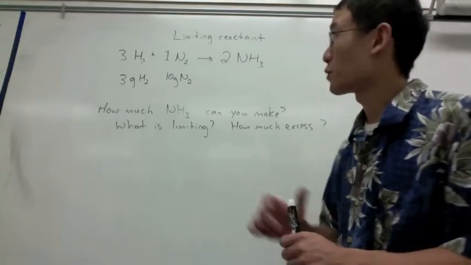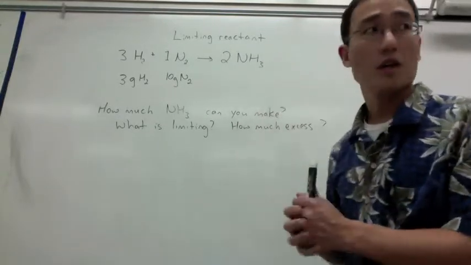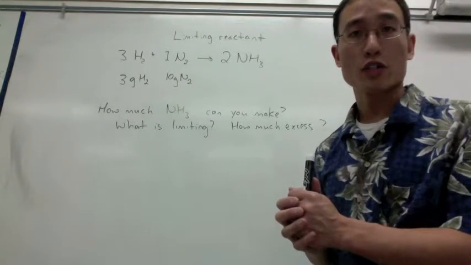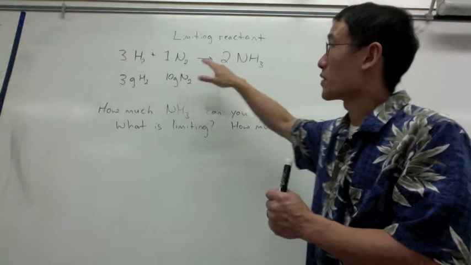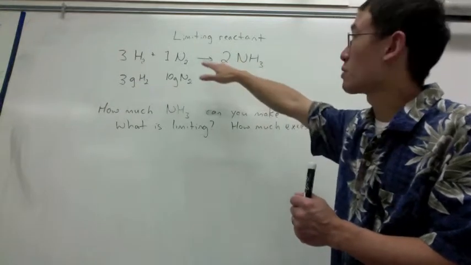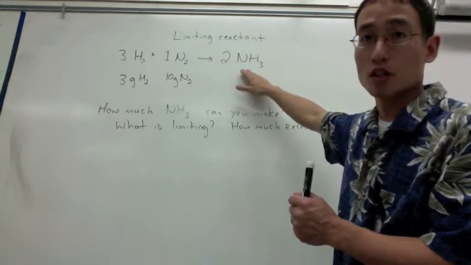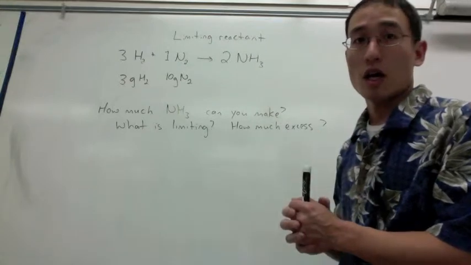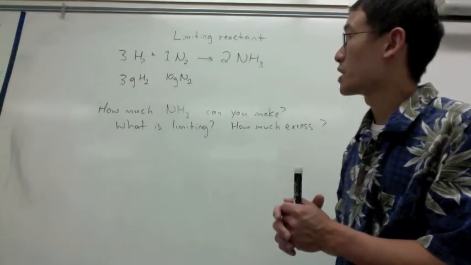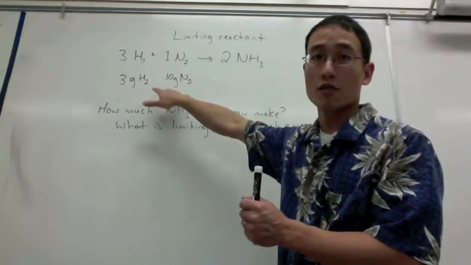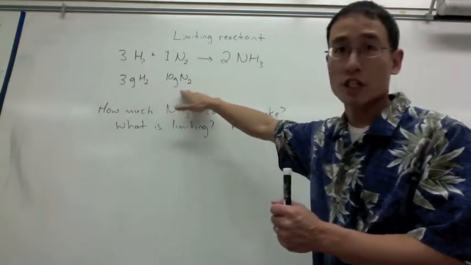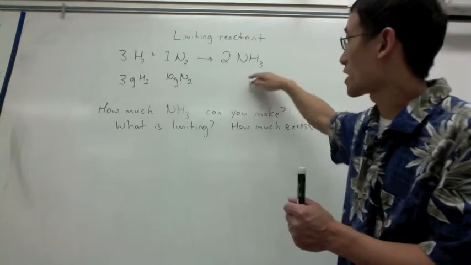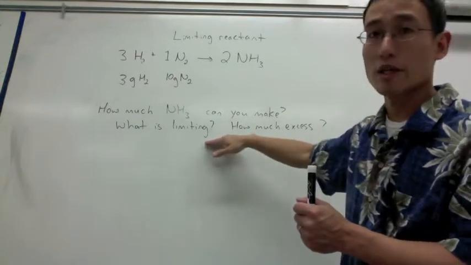Okay, in the previous example, we looked at this formula here only using pictures. So 3 molecules of H2 give you 1 molecule of N2 to form 2 molecules of NH3. Now we're going to look at a scenario where we have grams of a substance. So given 3 grams of H2 and 10 grams of nitrogen, how much ammonia can I make? And then what's my limiting reactant?